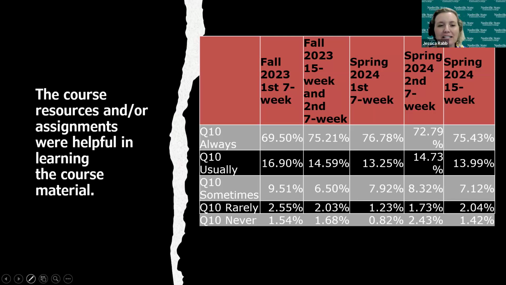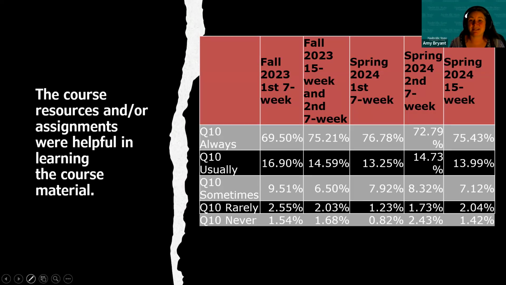Hopefully we get better at it. But y'all, we're always striving, but keep that in mind. That might explain why fall 2023 first 7 week tends to be lower for a lot of these, because of NSCC 1010. And I say that as its course lead.